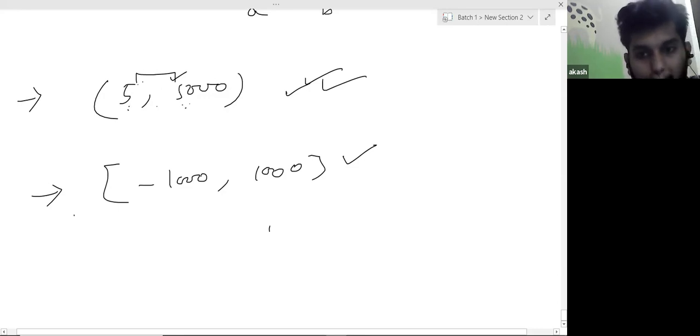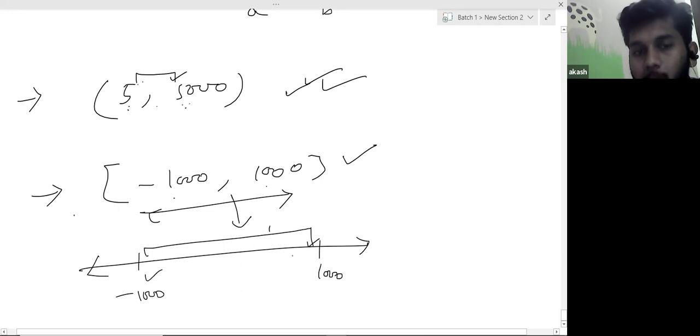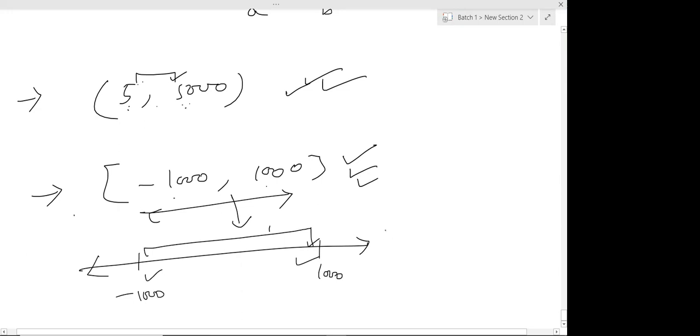But suppose you have to write -1000 to 1000, all the numbers between including both, so you can just write down this closed bracket -1000 to 1000. What this represents is, on the number line, if this is -1000 and this is 1000, then all the numbers between them, including these two, right? That is what we call closed brackets. All right, Gautam? Yes, sir.